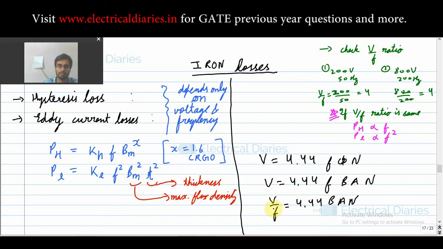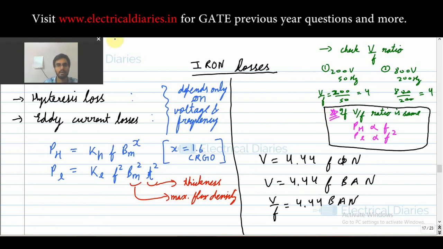What does it mean? If your V by f ratio remains constant, then it implies that your B is constant. That is why in these formulas you can treat your Bm as a constant. So your Ph will be directly proportional to frequency, and your Pe losses will be directly proportional to frequency square. That is the concept. Always remember this discussion, and you will solve almost every question on hysteresis and eddy current loss, because in every question you have to check this V by f. If V by f is the same, you use this.